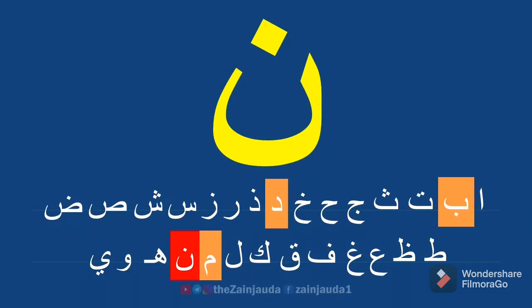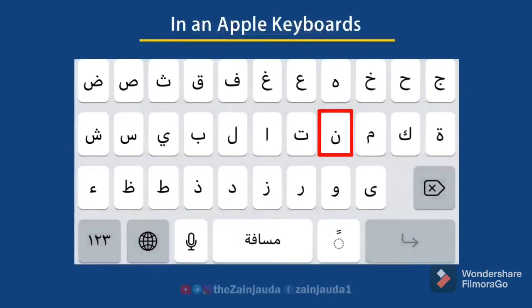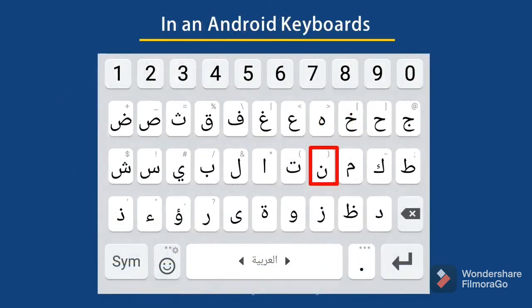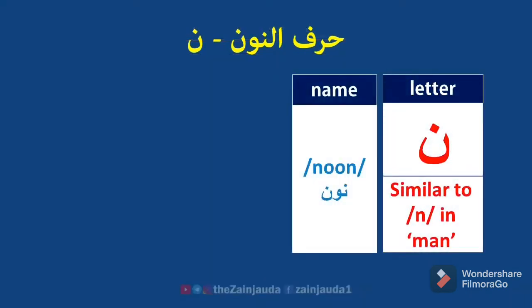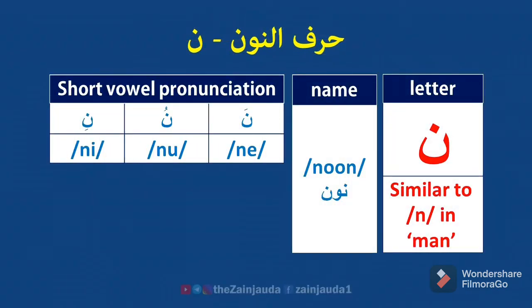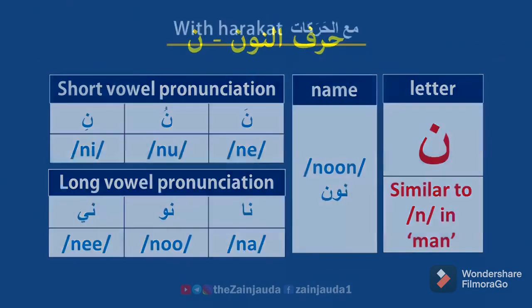Noon is the 25th letter in the Arabic alphabet. In a keyboard, it is found with K. In an Apple keypad, it is found in the second row, and it has the same position in an Android. Now, Noon is similar to the n of man, and with a Fatha it becomes Na, with a Dhamma it becomes Nu, and with a Kasra it becomes Ni. With long vowels it becomes Na, Nu, Ni.